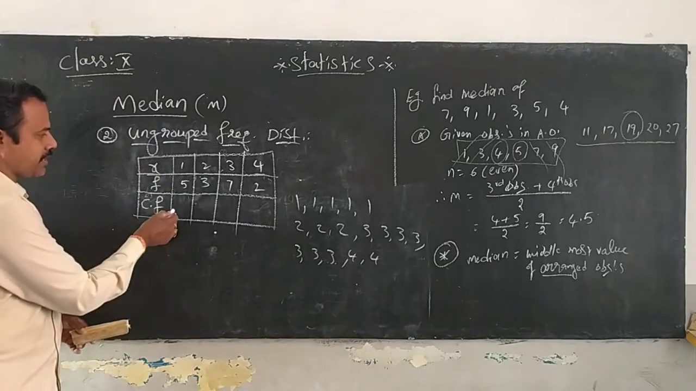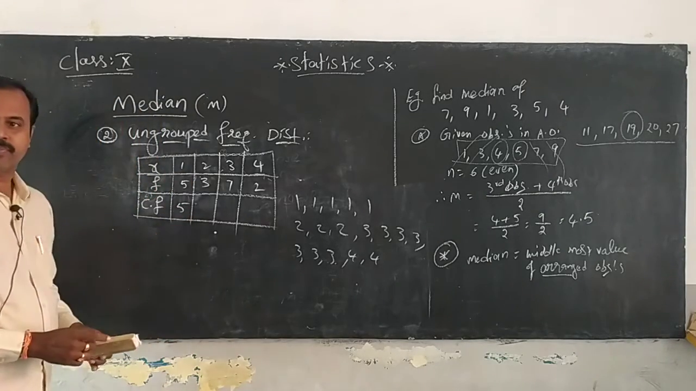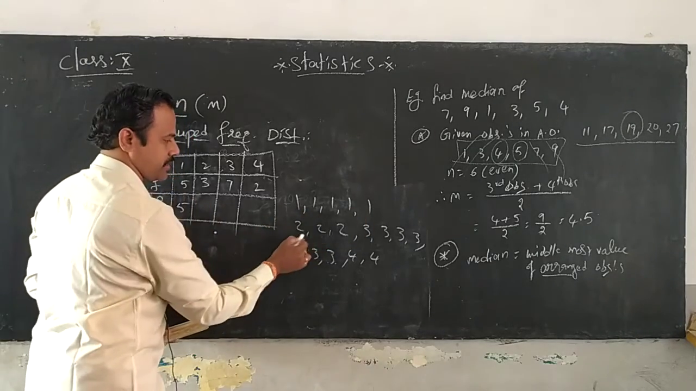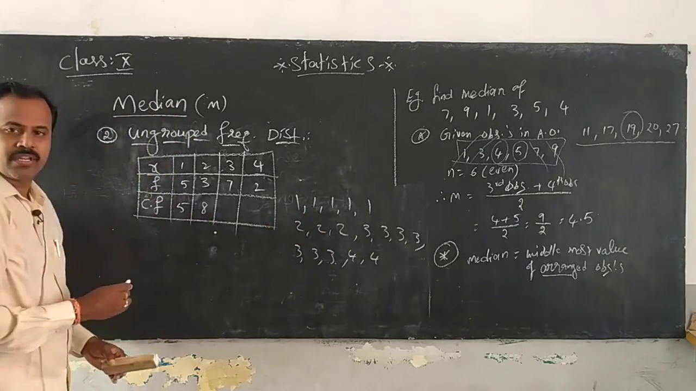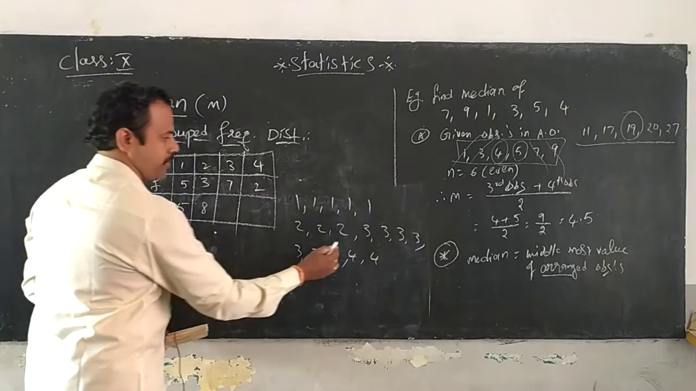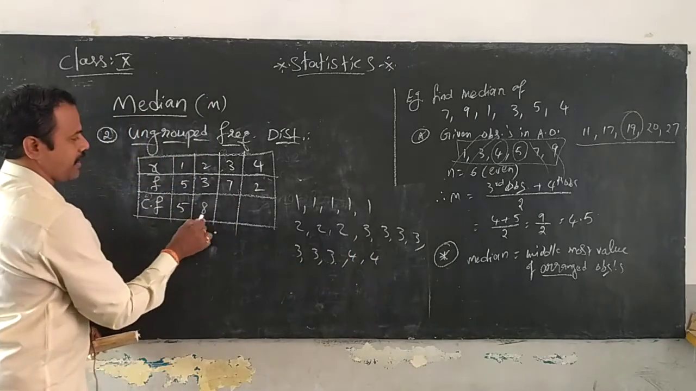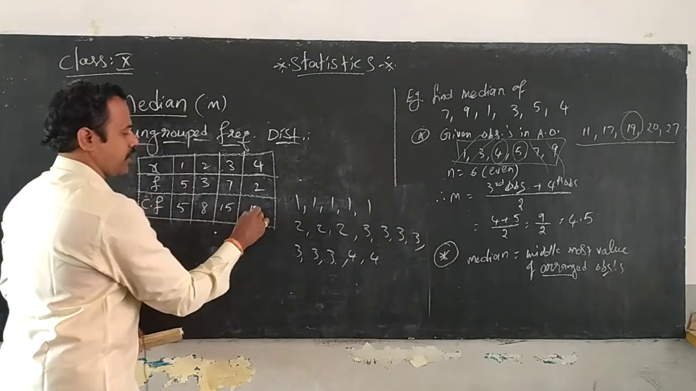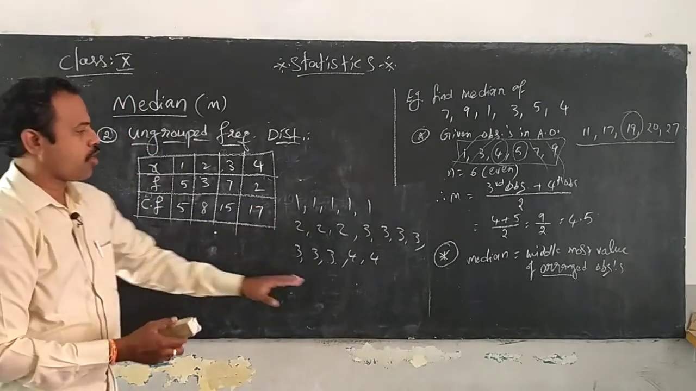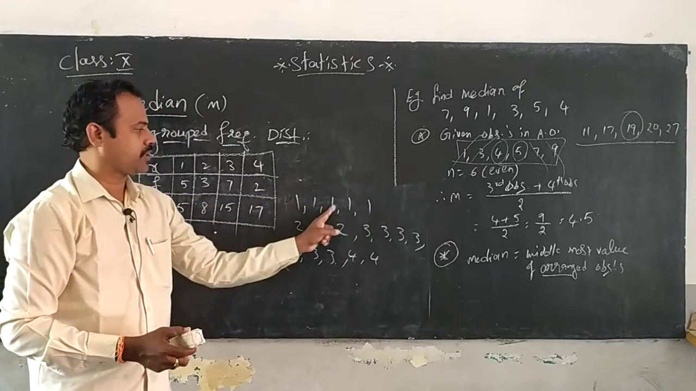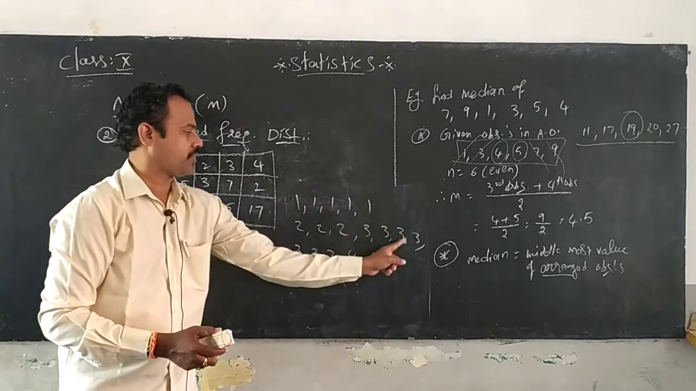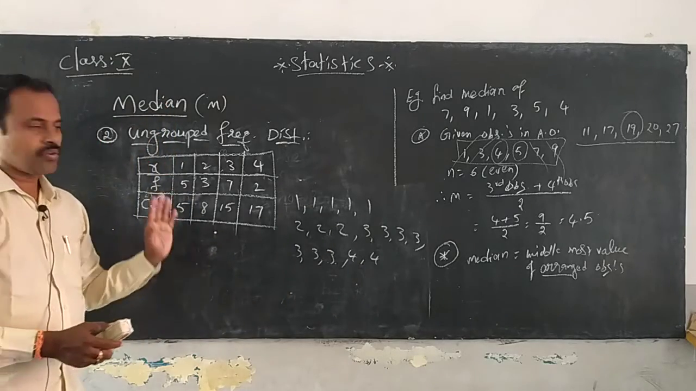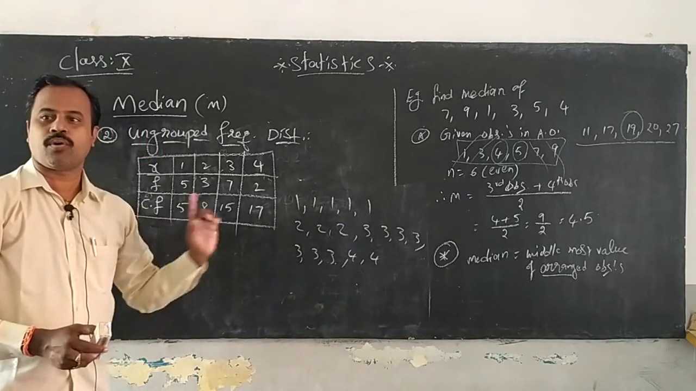At this position, 1 is there for 5 times. When you go up to 2, how many values do you have? 5, 6, 7, 8, so 8. Up to 3, it is 8 plus 7, which is 15. Going to the last one, you get 17. So in total how many observations do you have here? 1, 2, 3, up to 17. Is it clear?